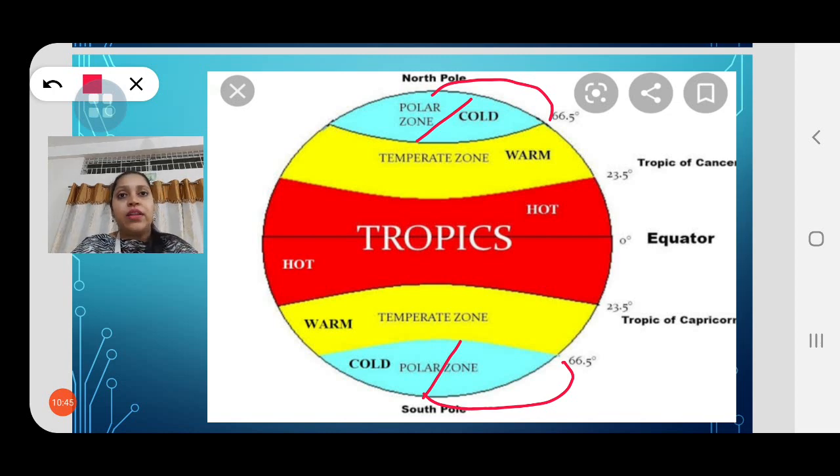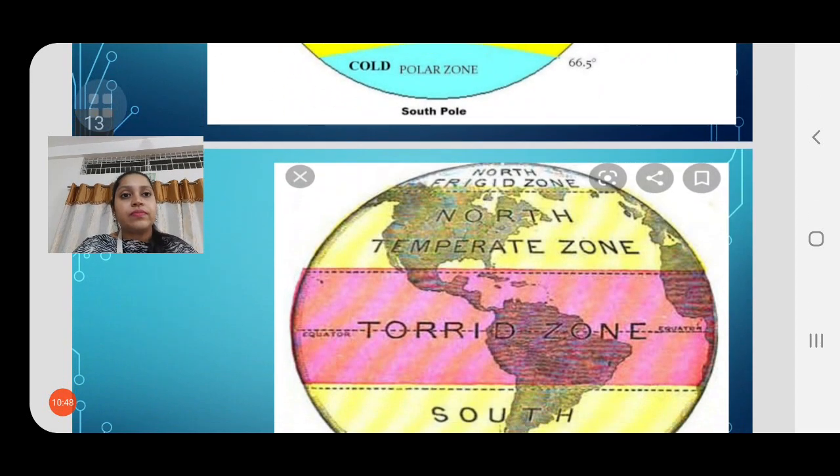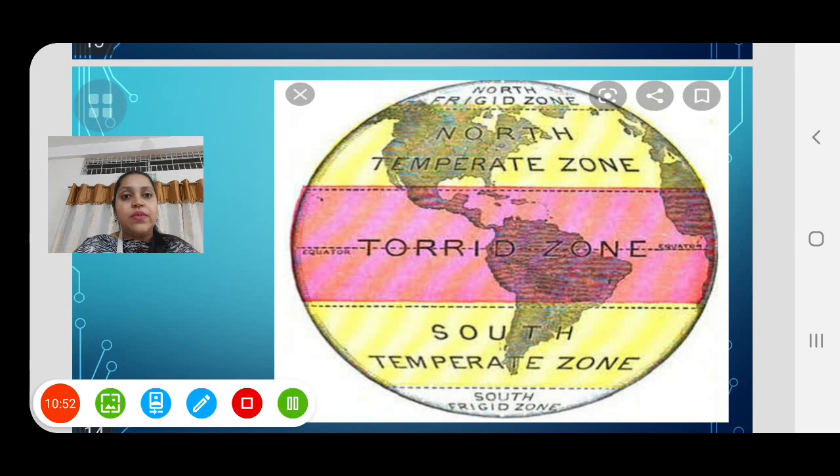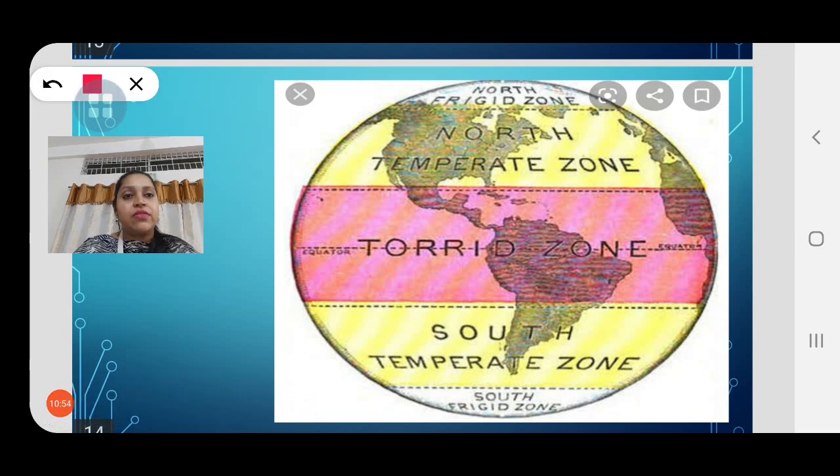And let's see one more picture. Yes, one more picture is there, and you will see there, this is the frigid zone. You have the north frigid zone because of the northern hemisphere, and the south frigid zone because of the southern hemisphere.